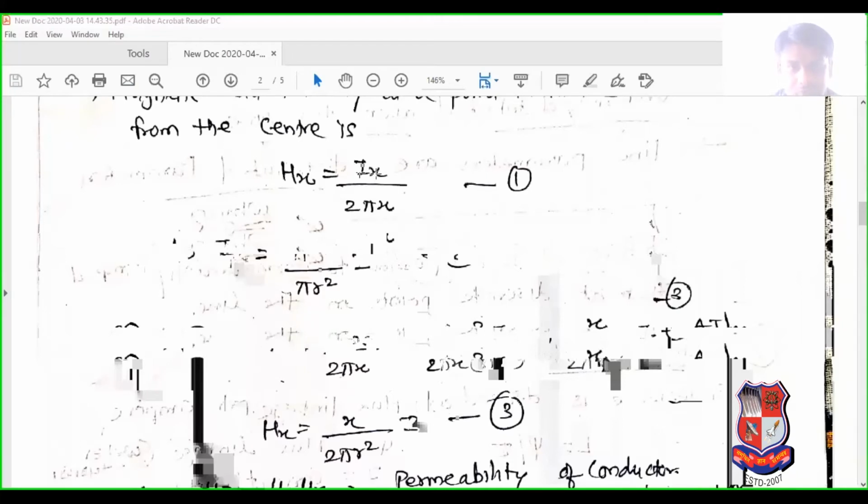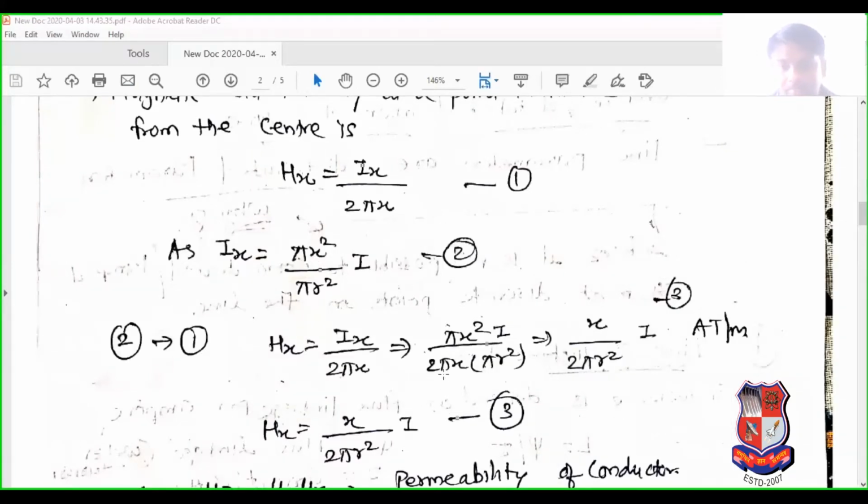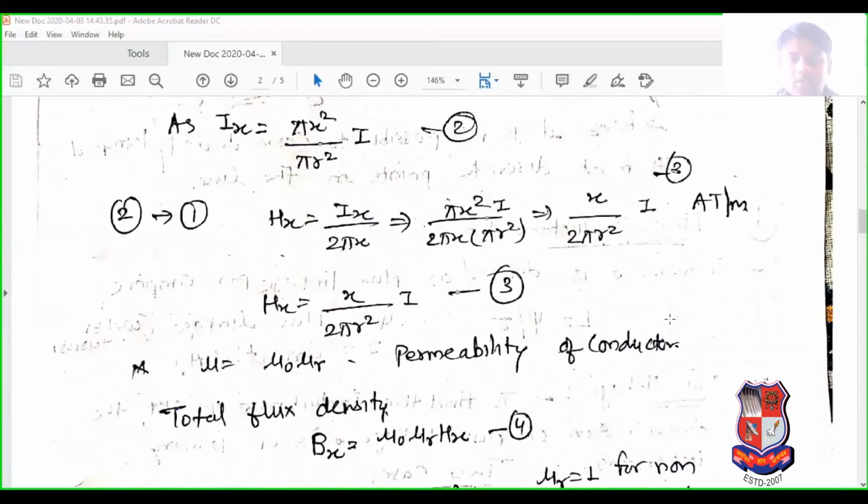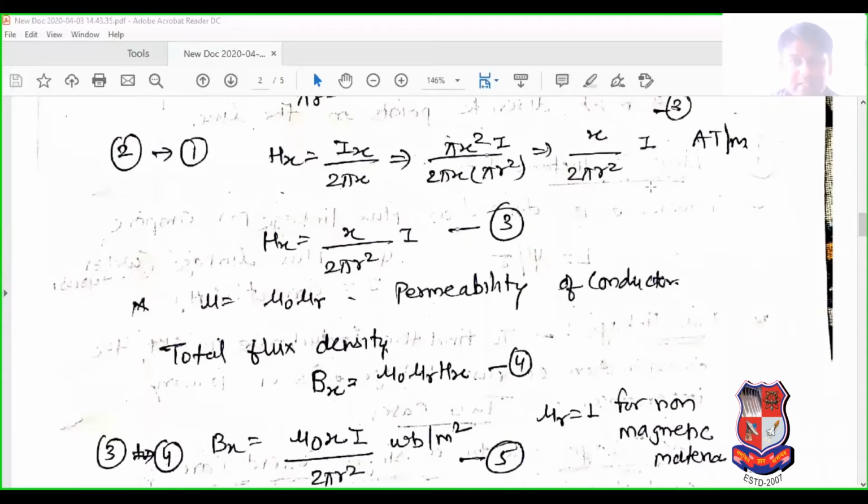Hx from equation 1 is Ix upon 2 pi x, right? What is the value of Ix? Pi x square upon pi r square into I. If you put it in equation 1, that is pi x square divided by pi r square into I divided by 2 pi x. Clear? Pi to pi cancel, x to x cancel, so the remaining portion is x into I divided by 2 pi r square. Clear? The unit is ampere turns per meter. Now that is Hx, right?